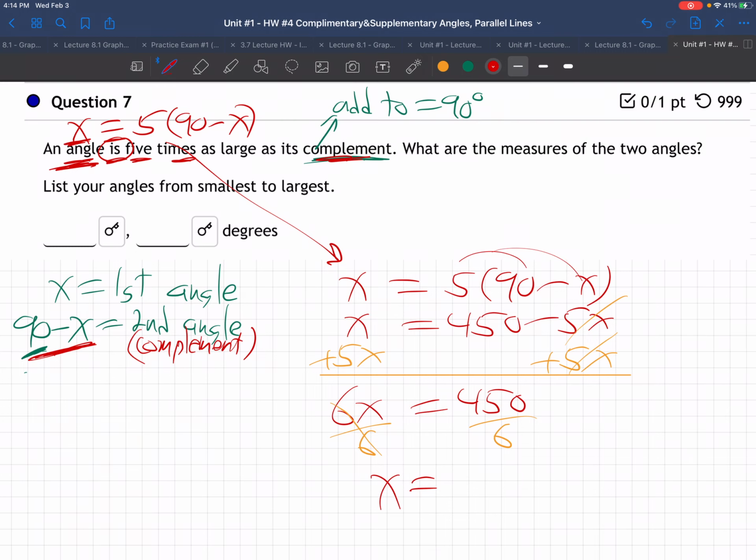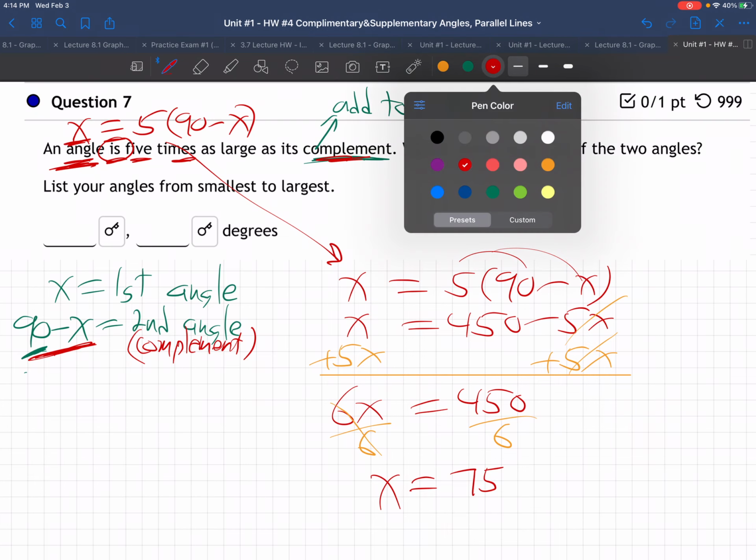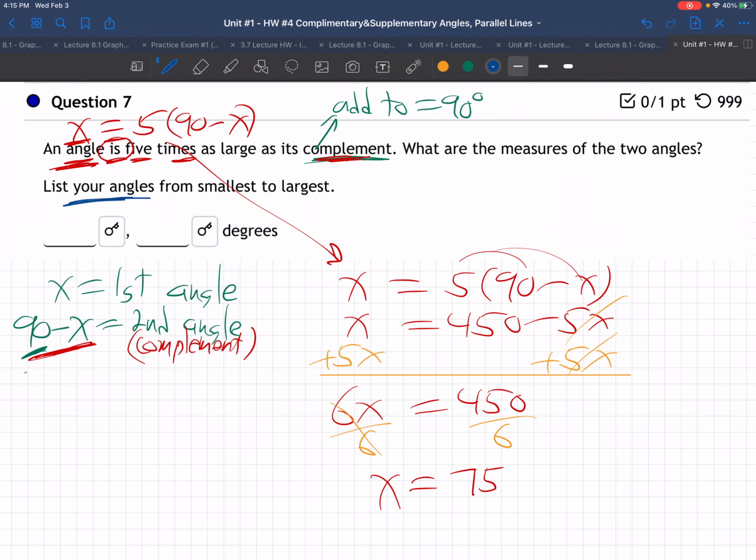Boom, and then x equals, use your calculator when you need it. So 450 divided by 6. I'm getting 75. So x is 75. But now that's not the answer yet. That's just x. What are they asking for? Well, they're asking us to list the angles. So what are the angles?